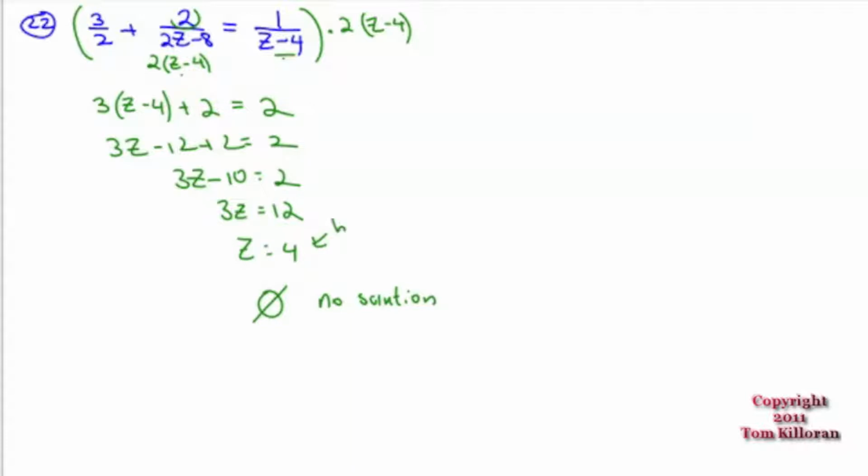Because 4 makes division by 0 in our original equation, so we can't have an answer.